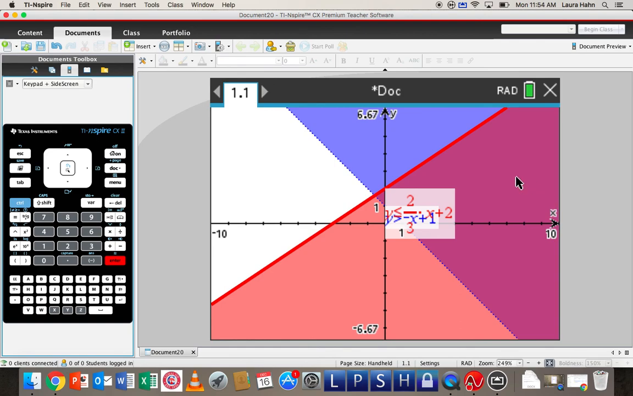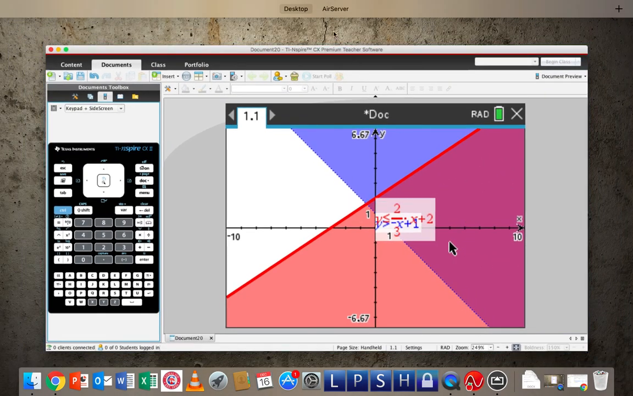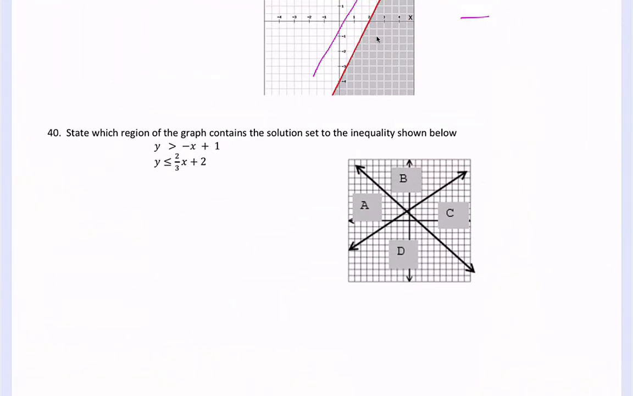So we need to look on our paper and figure out which answer choice matches this section. Well, that looks like option C.